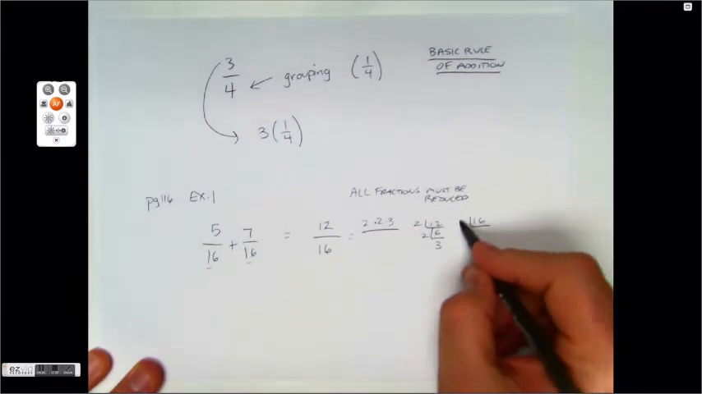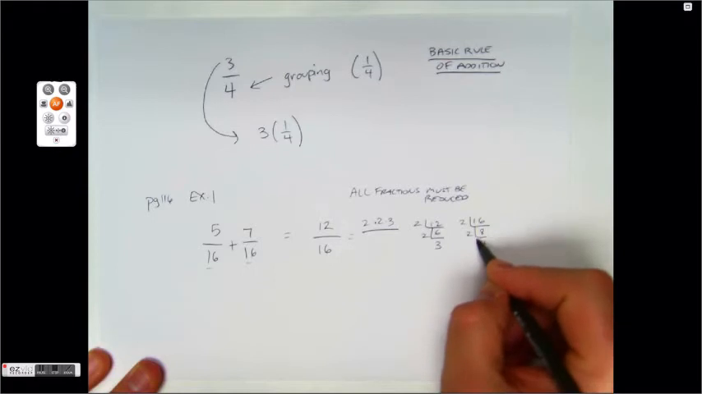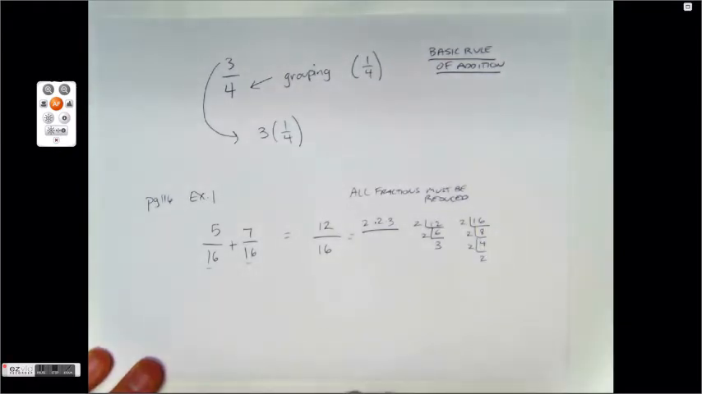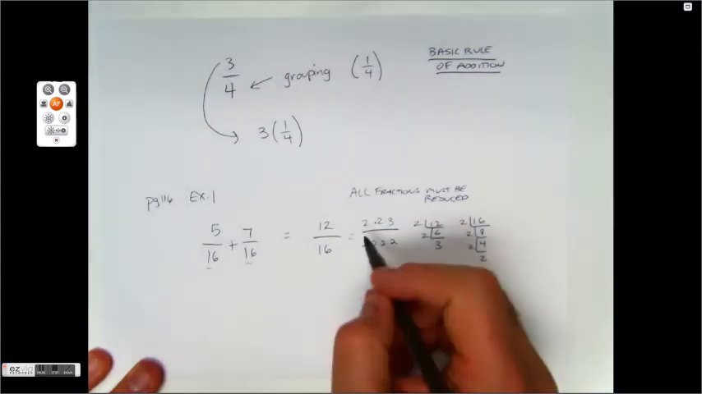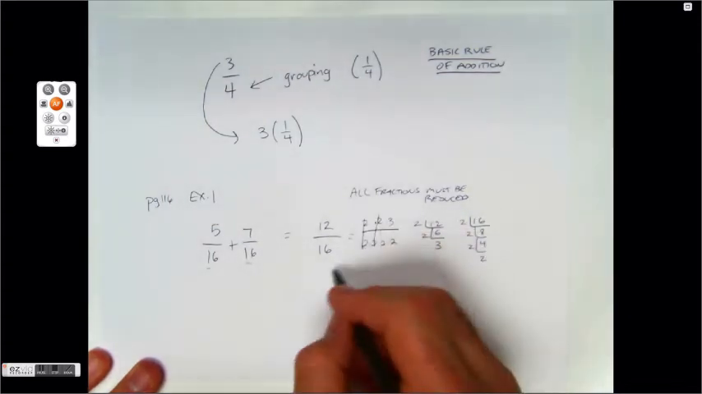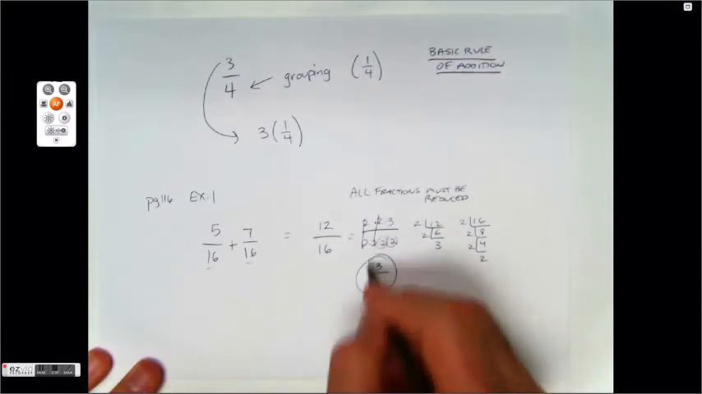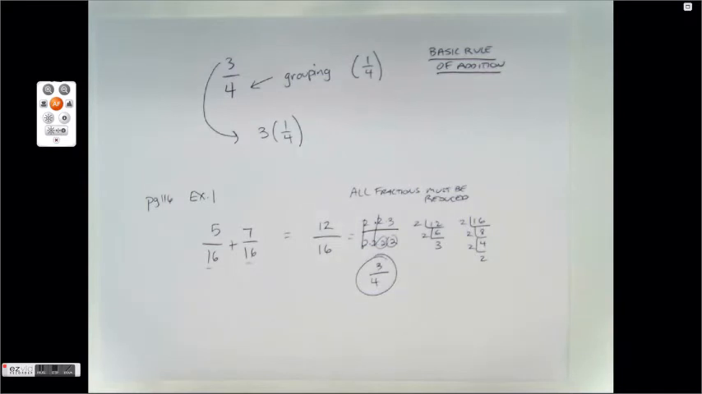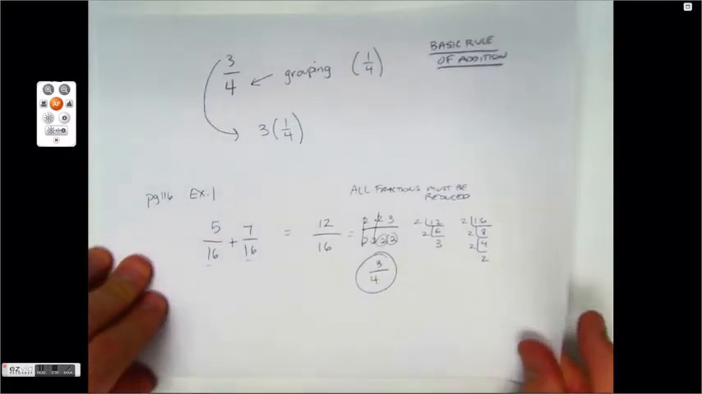2 times 2 times 3 is 12. 16: 2 goes into 16 8 times. 2 goes into 8 4 times. 2 goes into 4 2 times. And we stop. So 16 is 2 times 2 times 2 times 2. Then we cancel, and we get 3 over 2 times 2, which is 4, so 3/4. So when you add 5/16 plus 7/16, you get 12/16, but when you reduce it, you get 3/4. Okay? So that's an example of doing them when the denominators are the same.